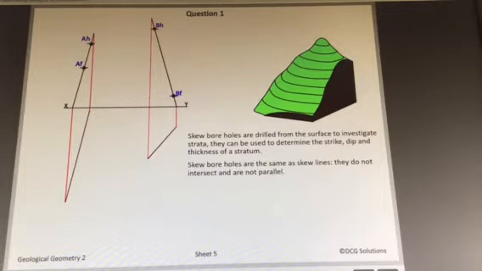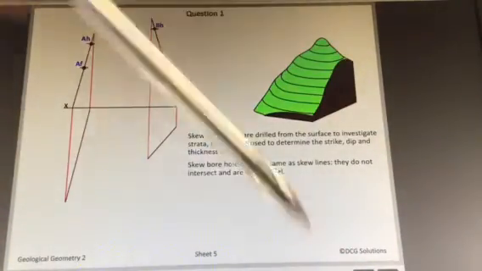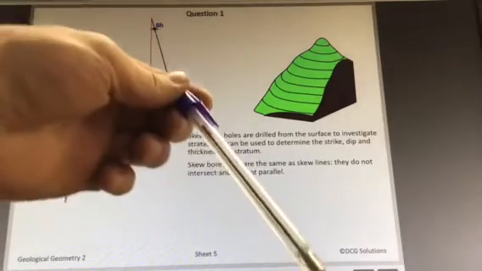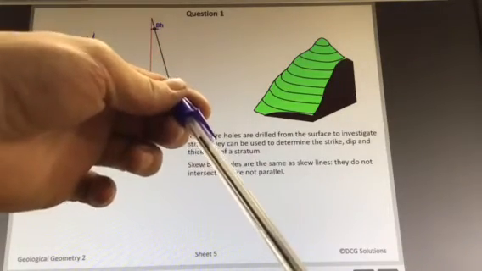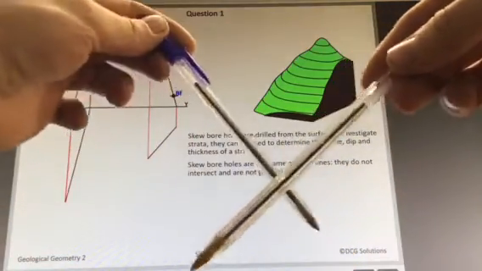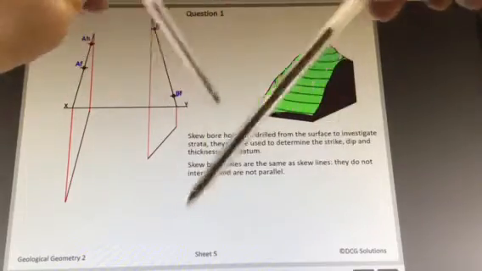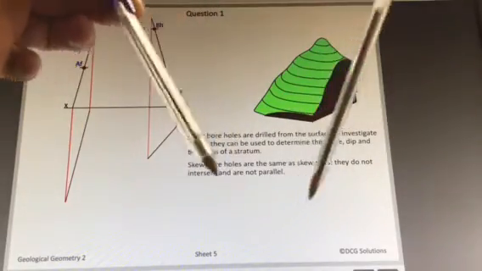Skew boreholes are the same as skew lines. They do not intersect and are not parallel. So they just go in randomly. One could just come down like this and another one could go in like this. They're not perfectly parallel to each other, they just go in at whatever angle.